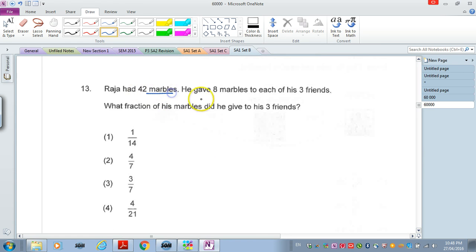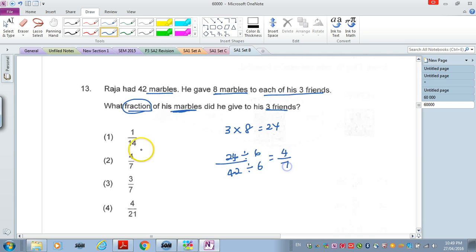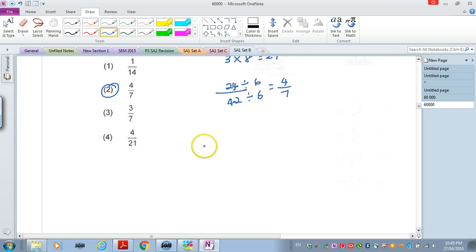Raja had 42 marbles. He gave 8 marbles to each of his 3 friends. So I know one friend has 8 marbles. 3 friends will be 3 times 8, which is 24. What fraction of his marbles did he give to his friends? So I have 24. My total is 42. So I have 24 out of 42, right? So I need to simplify. I will get 4/7, which is option number 2.